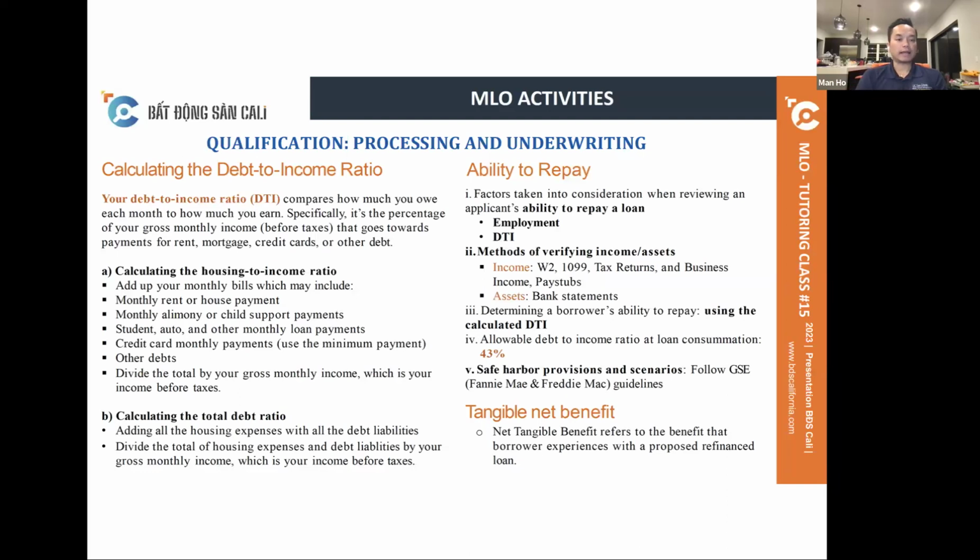Okay, and here is calculating the debt to income ratio. Your debt to income ratio, which stands for DTI, compares how much you owe each month. Each month, I'm talking about month. I don't talk about year. Okay, each month to how much you earn each month. Specifically, it's the percentage of your gross monthly income before tax that goes toward the payment, rent, mortgage, credit card, or the debt. Okay, it's called debt to income ratio.